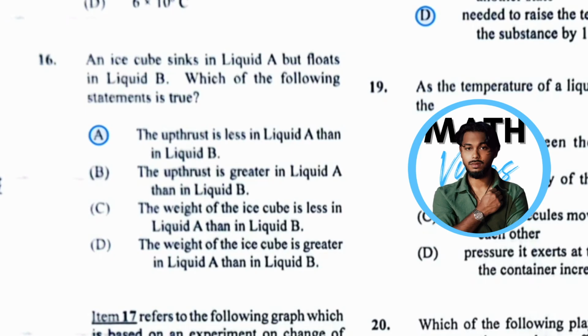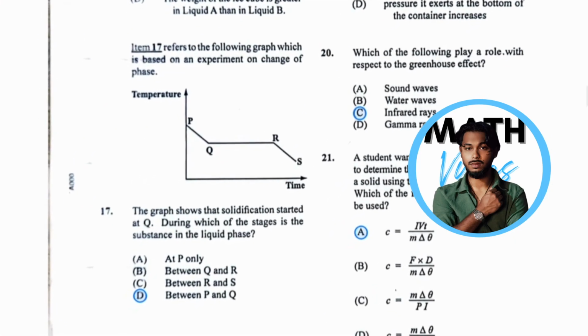So if the ice cube sinks in liquid A but floats in liquid B, that means the upthrust in liquid B is more than the upthrust in liquid A. So consequently, I could say the upthrust is less in liquid A than in liquid B, because in liquid B the upthrust is more.